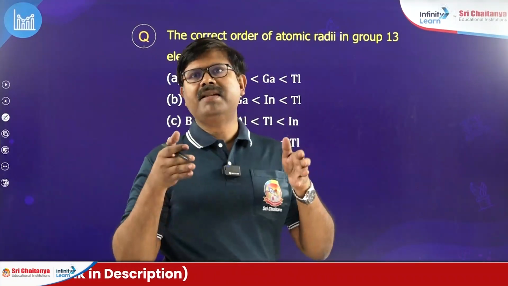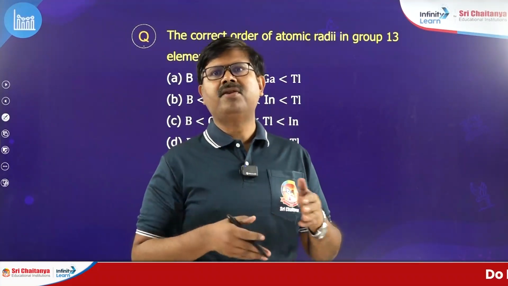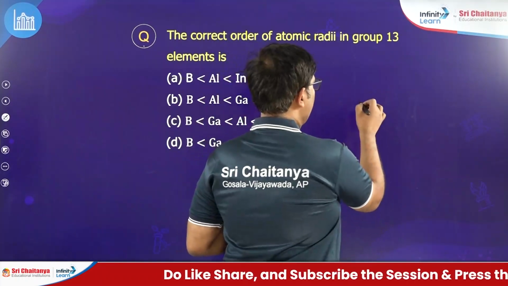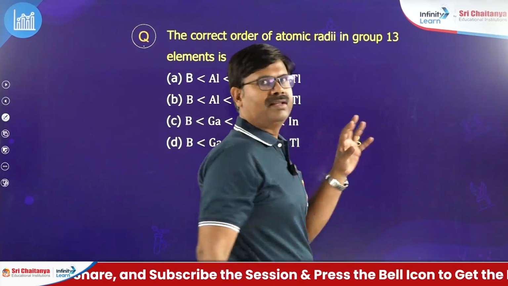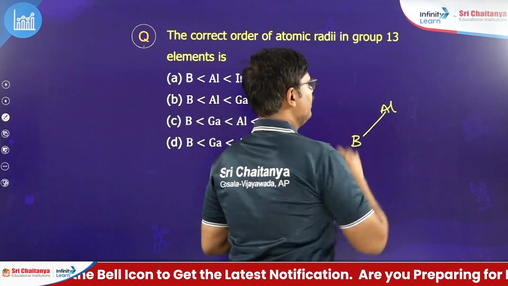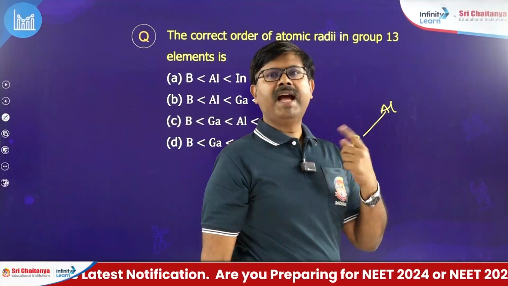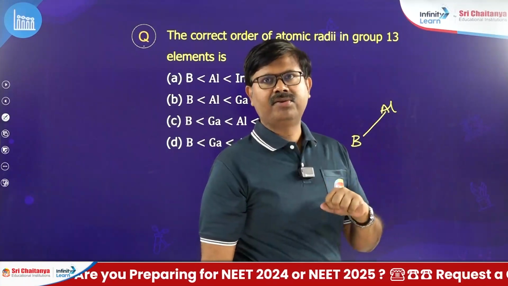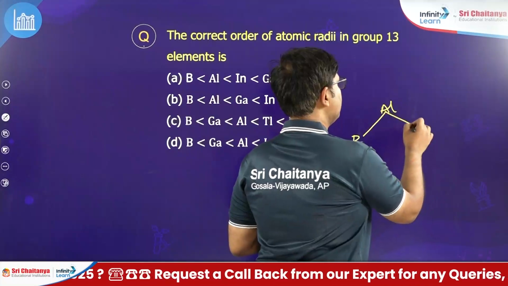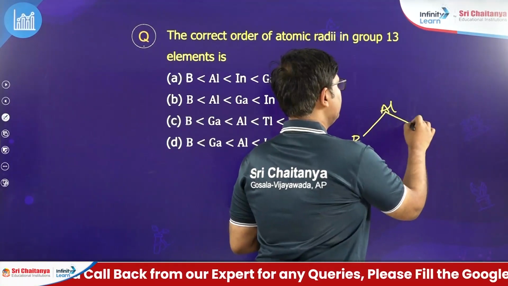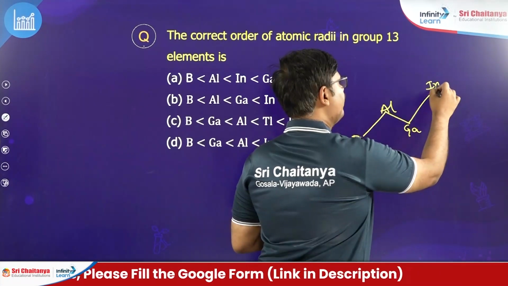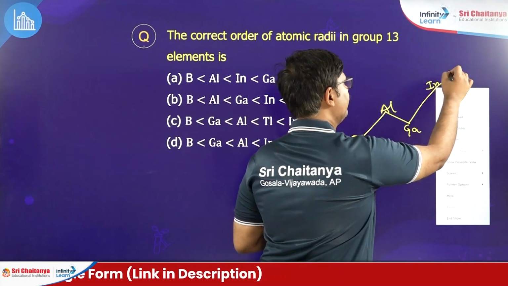see, in group 13 elements, generally in a group, atomic size increases down, but it is not so in every group. There are some anomalies. In group 13, if you see, boron is the smallest in size. When you go to aluminum, it increases. And from aluminum to gallium, we expect size should increase, but here, due to the poor shielding effect of d orbitals, size decreases.